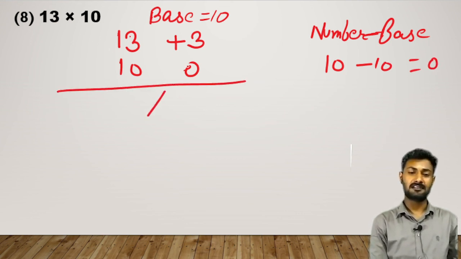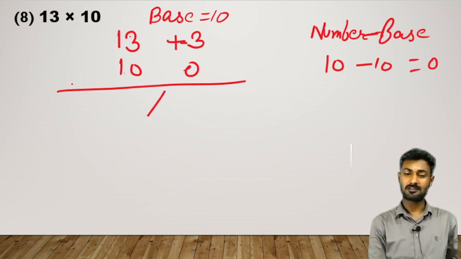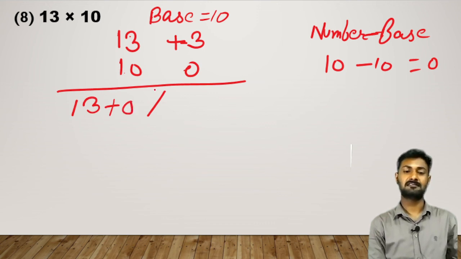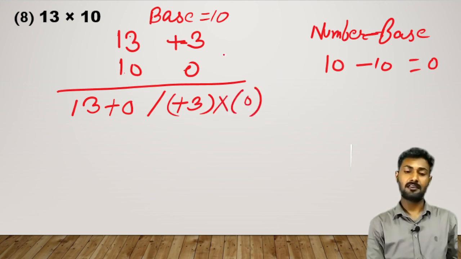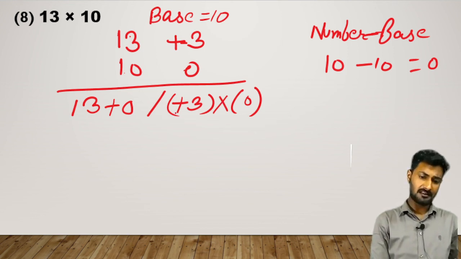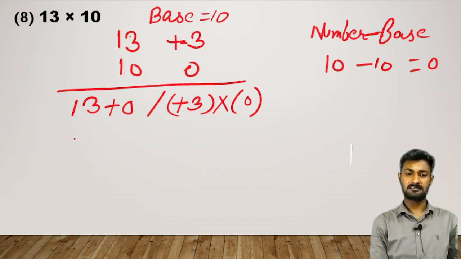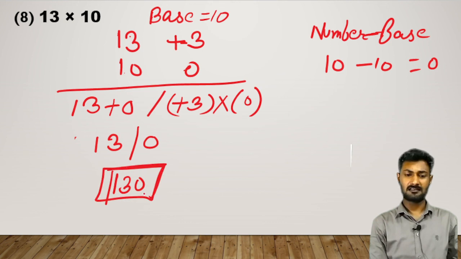Now 13 plus 0 or 10 plus 3, both are equal. Whatever you want, you can write it here. Now multiplication of deviations. If we multiply any number with 0, we get 0. This becomes 13 and this becomes 0, and your answer is 130. Okay, I hope you understood all.